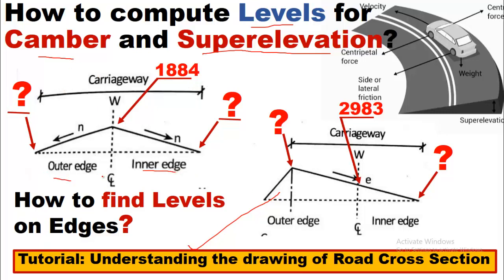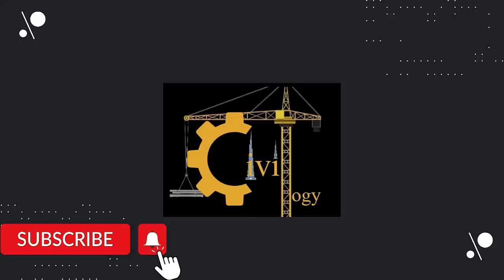As you can see over here, this is one of the cross sections of the road, and here is a slope, okay, and the center level is given. So the question is, how will you find the level on the inner edges and outer edges for camber and super elevation? So this video is going to be very important and very fruitful for you. So let's start today's topic.